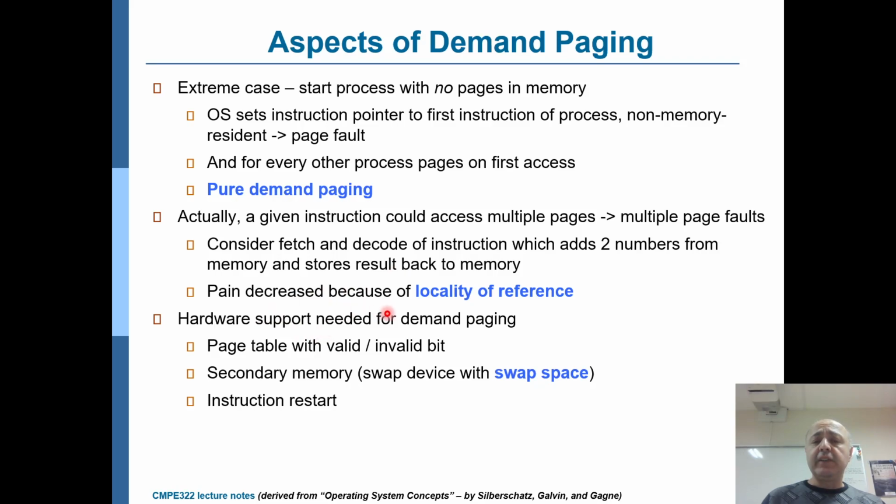You need some hardware support for demand paging. You need page tables with valid-invalid bits. You need some secondary storage for the swap space. You need a way to cause a trap because of page faults and then restart the instructions.